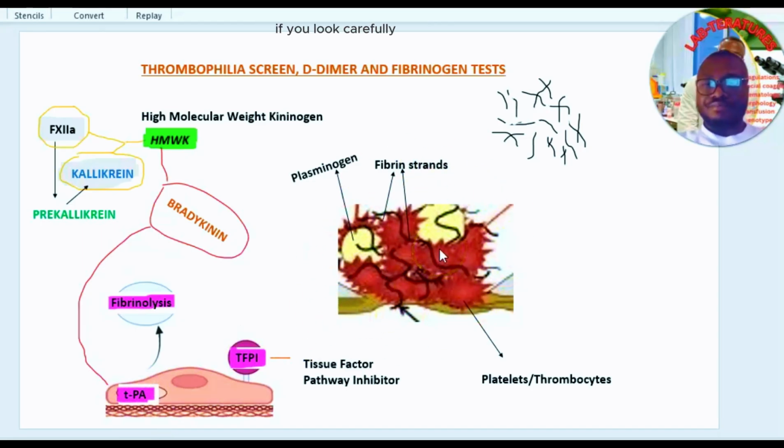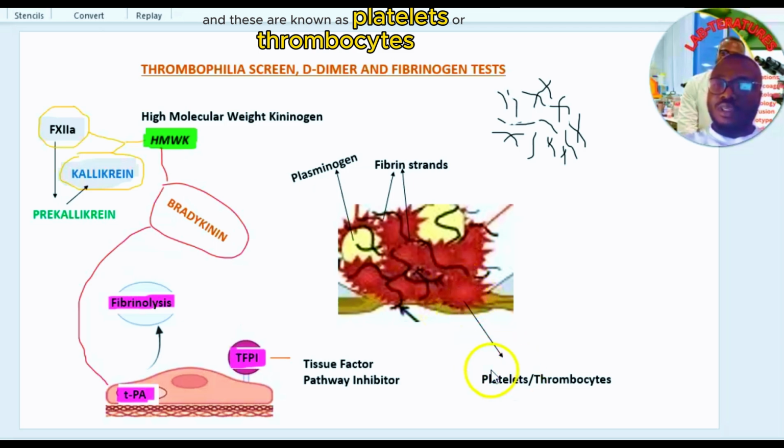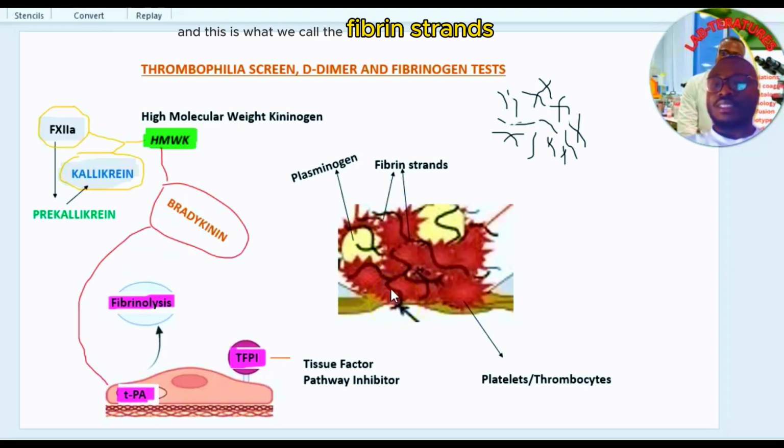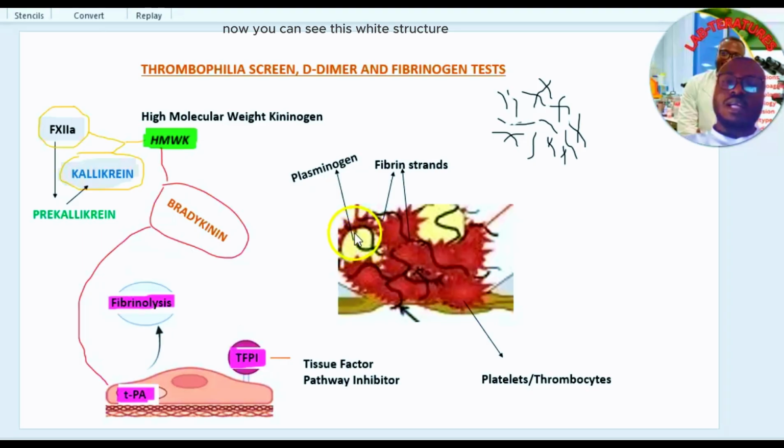If you look carefully, this is actually a clot that has formed. And when a clot is formed, structurally, it contains these red structures, and these are known as platelets or thrombocytes. And of course, you can see intertwined multimers and different connections in different directions of these dark strings. And this is what we call the fibrin strands.